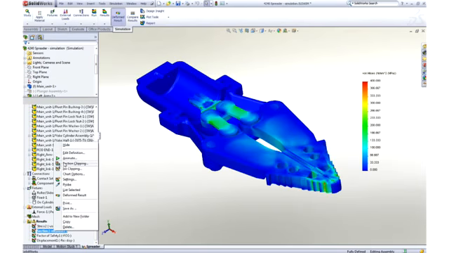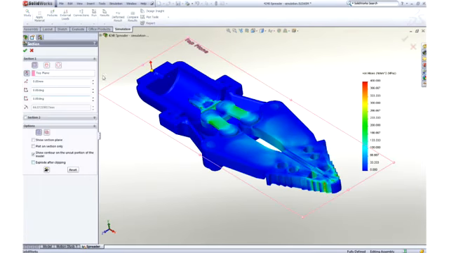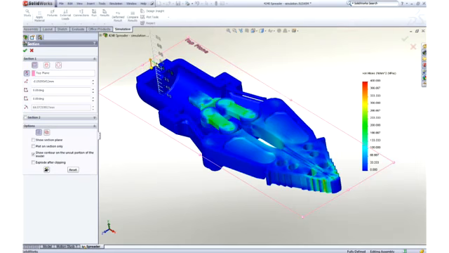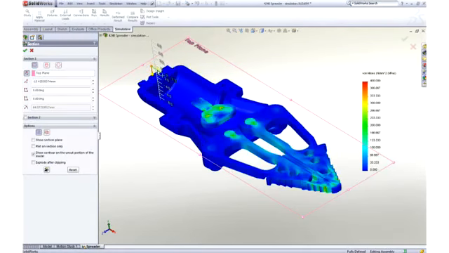We're even able to slice through the model to look at any internal sections. Results update dynamically for immediate feedback. With SolidWorks simulation, you can even look at vibration, heat, material yield, durability, and many other types of tests.